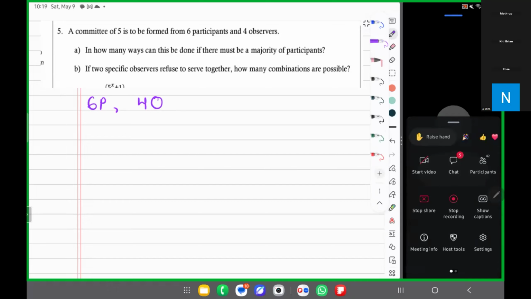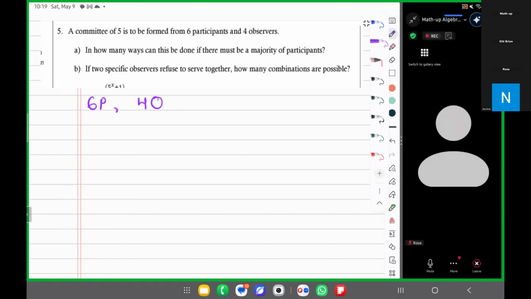Can you see my screen? I'm still sharing. I think we should be able to see it.